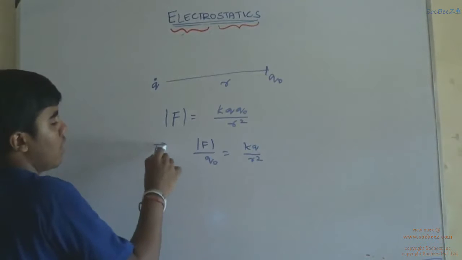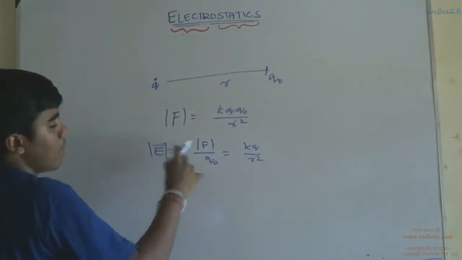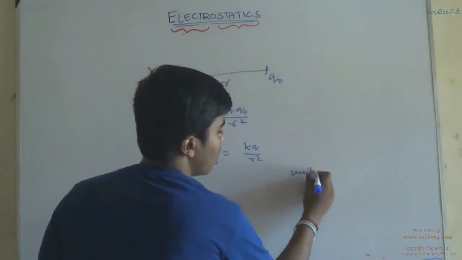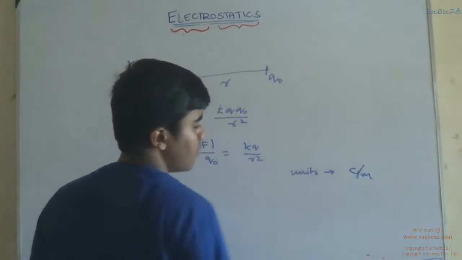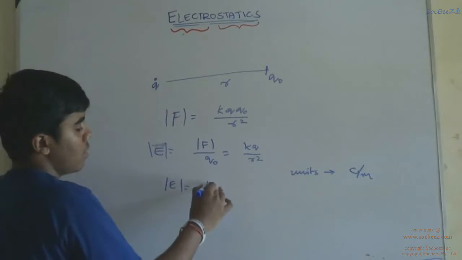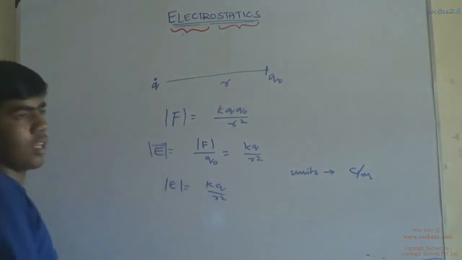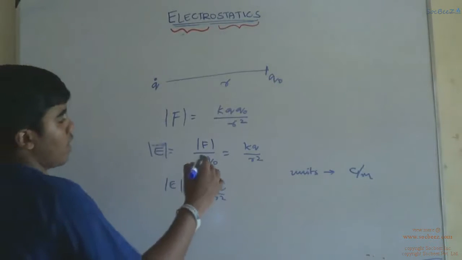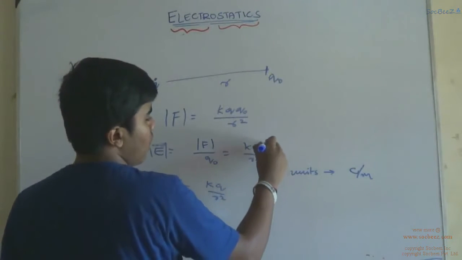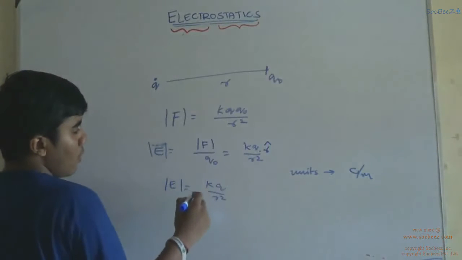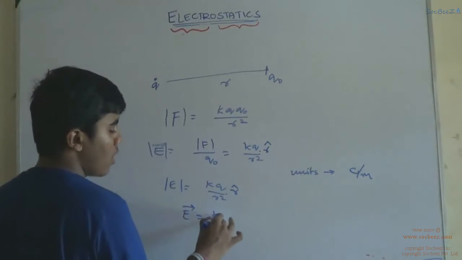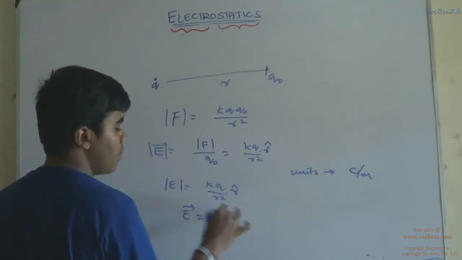So electric field, the magnitude of electric field, is equal to kQ by r square. Also the units of electric field are Newton per Coulomb. So the electric field due to a point charge at a point is equal to kQ by r square. And in vector notation, see what is the force here? It is in the direction of r cap. So here also it becomes r cap. So electric field due to a point charge will be equal to kQ by r square into r cap.